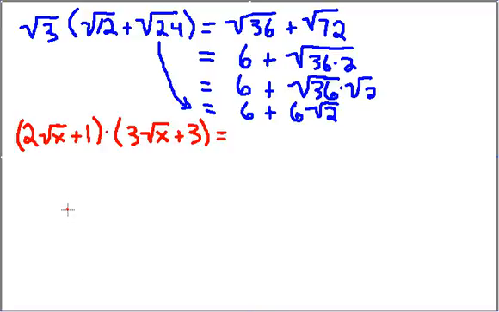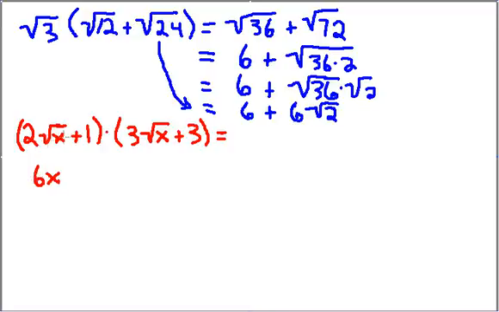Let's take a look at one more here. Radical 2 times radical x plus 1 in parentheses multiplied by 3 radical x plus 3 in parentheses. What does that equal in its simplified form? Well, we're going to use our distributive property once again. We're going to take this term here, our 2 radical x, this monomial, and multiply it by each of our 2 terms over here. 2 radical x times 3 radical x. 2 times 3 is 6. Radical x times radical x is x. So 2 radical x times 3 radical x is 6x.